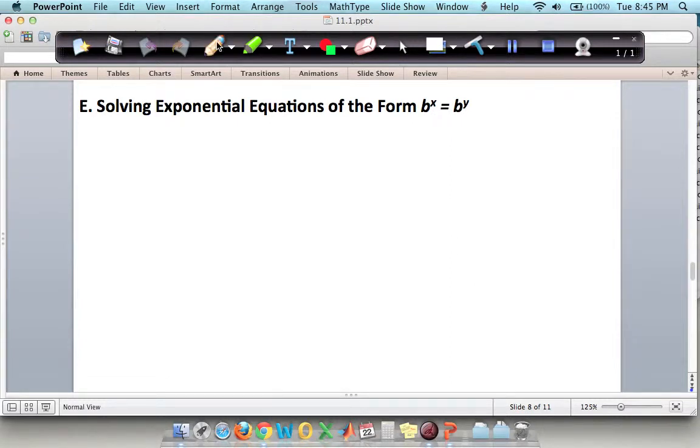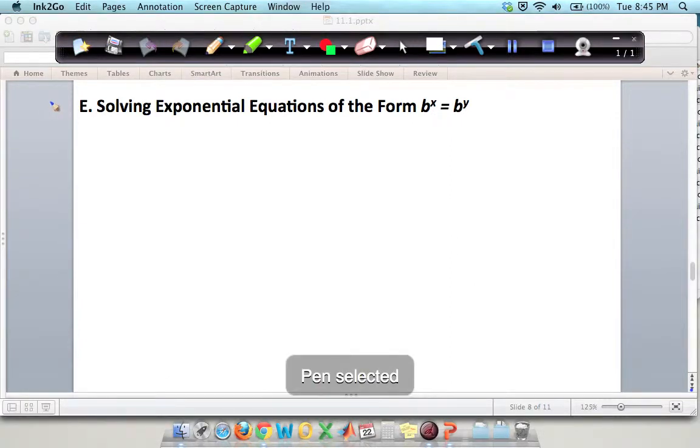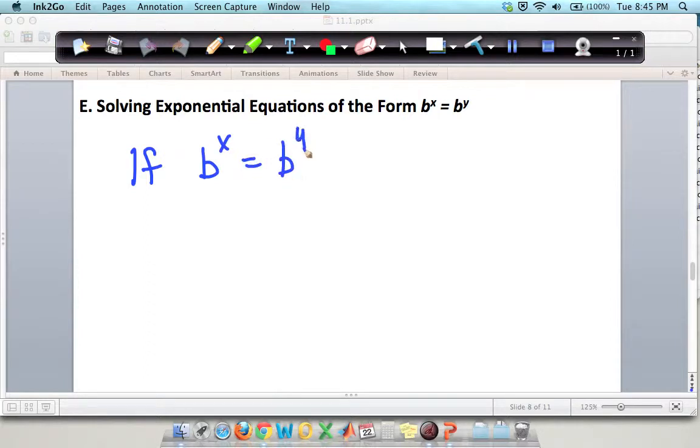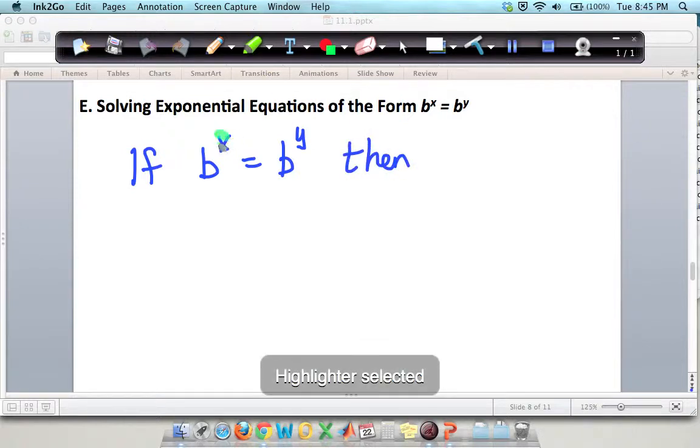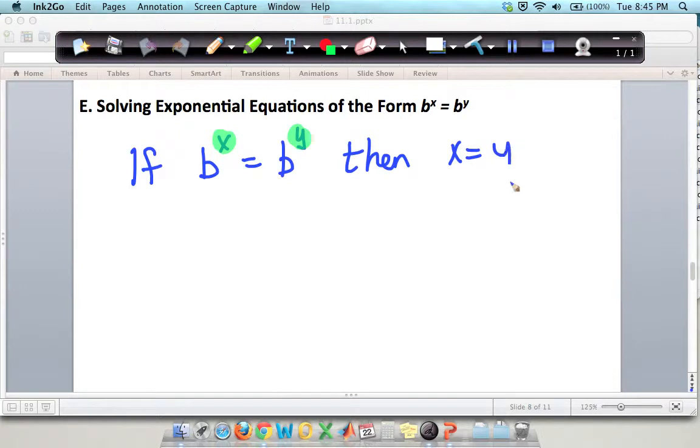Okay, so how do we solve exponential equations of the form b to the x equals b to the y? Well, you use the fact that if b raised to some power equals b raised to another power, so the bases here are the same, b and b, the only way that's possible is if these exponents are equal to each other. So the only way b to the x can equal b to the y is if x equals y. Okay, so let's practice solving some problems like this.